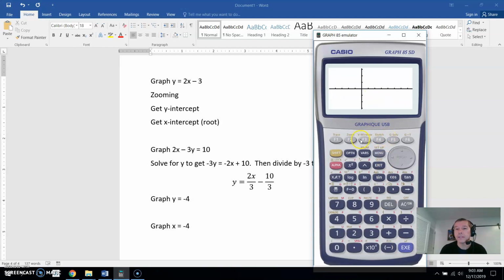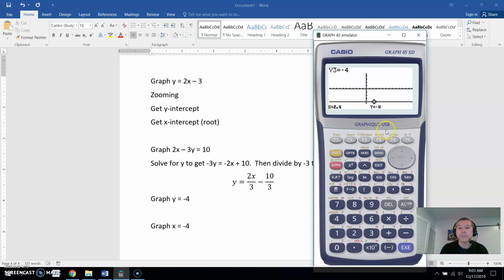Well, let's zoom out a little bit. Let's zoom out. Hit execute. And there's the graph right here. Y equals -4 is this graph right here. You can even trace it if you like. Trace. And if I arrow across, you can see that the y is always -4 no matter what the x is. So that's the graph of that equation.